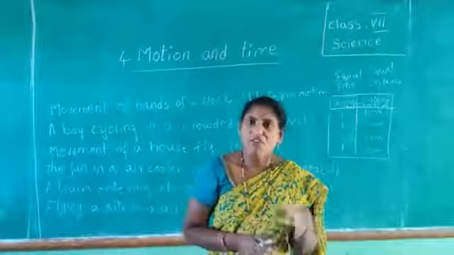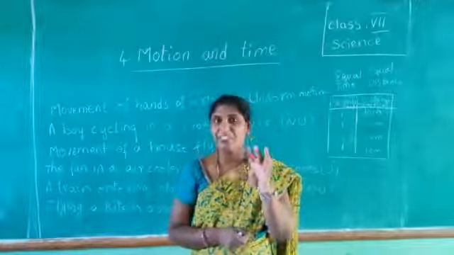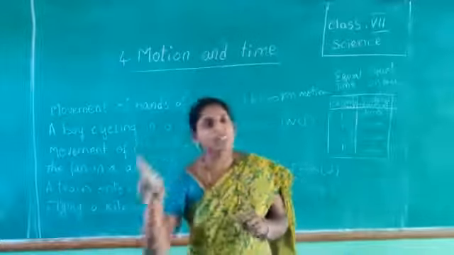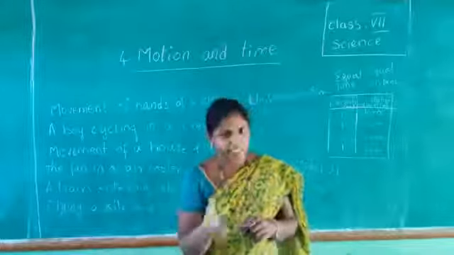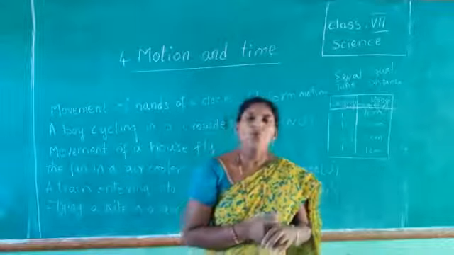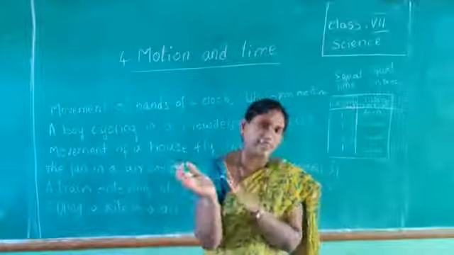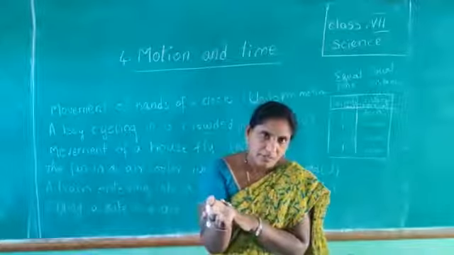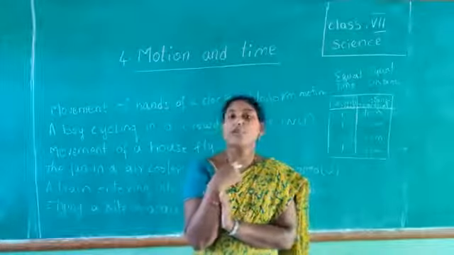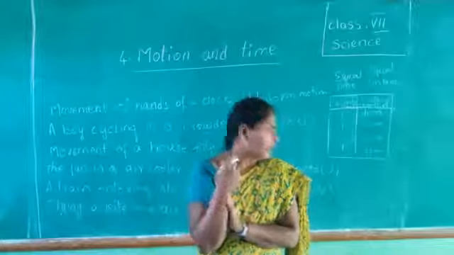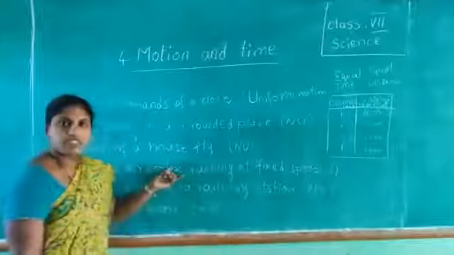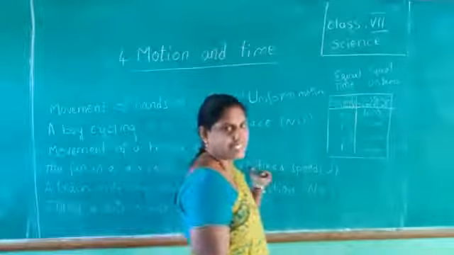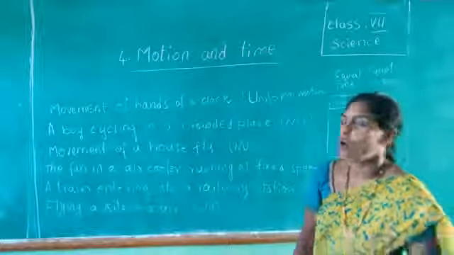So that means equal distances it is moving, 30 centimeters. For every 1 second it is moving 30 centimeters. Is it clear, sir? So, for every 1 second it is moving 30 centimeters. That means equal distances in equal intervals of time. Then such a body is said to be in a uniform motion. So, how can you say that it is a uniform motion, children? Here, the body is traveling equal distances in equal intervals of time. So, such a body is said to be in uniform motion.